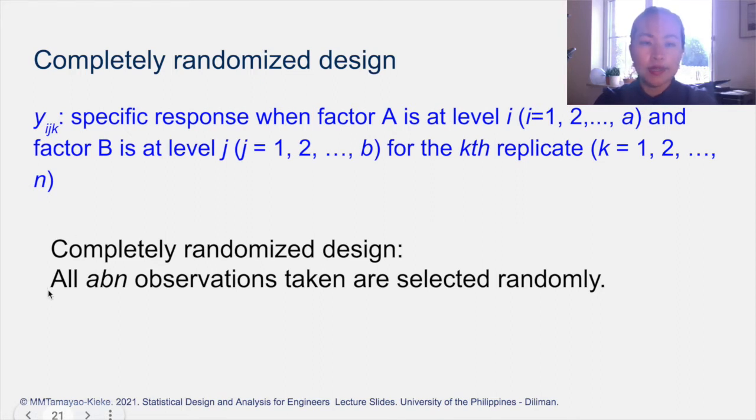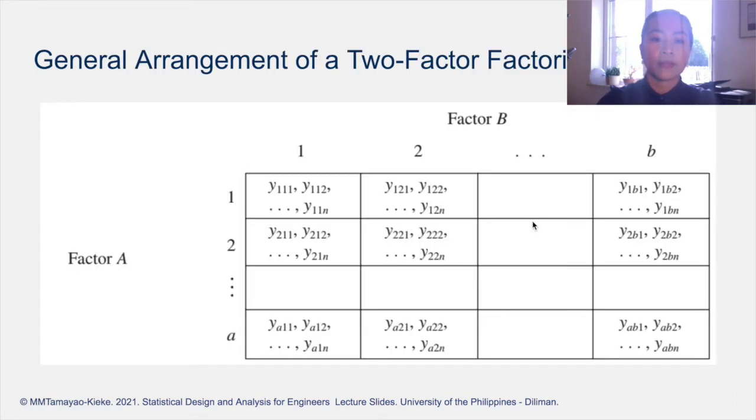And for this experiment design, all of the abn observations taken are selected randomly. This means that this experimental design is a completely randomized design. Now, a two-factor factorial with n replicates would generally be presented like this. At each of the AB combinations, as you can see, there are n replicates.